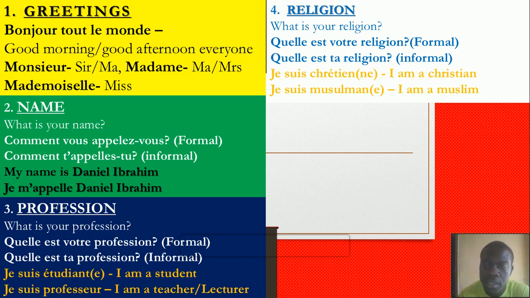Quelle est votre religion? Or the informal way, you can say, quelle est ta religion? What's your religion? And the answer to that question is, je suis chrétien. If a boy or a man wants to answer the question, he will say, je suis chrétien, meaning I am a Christian.